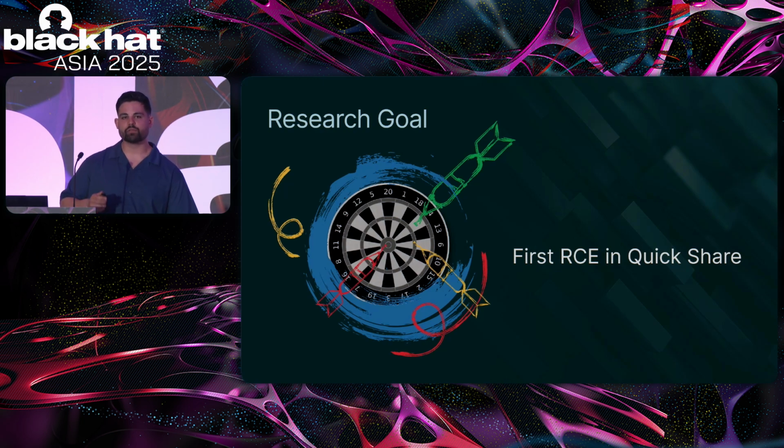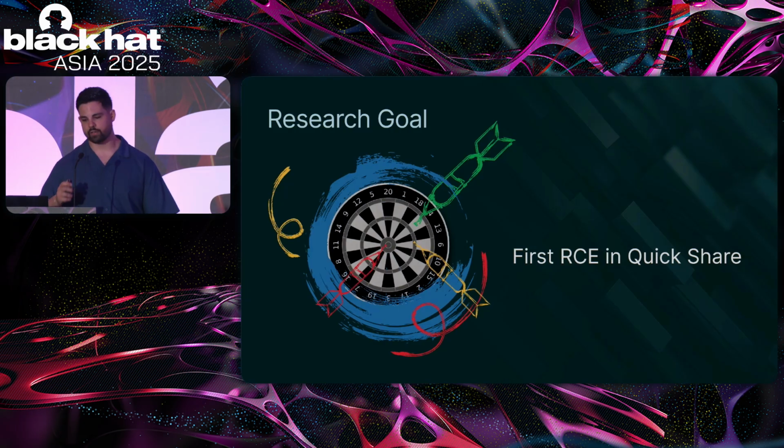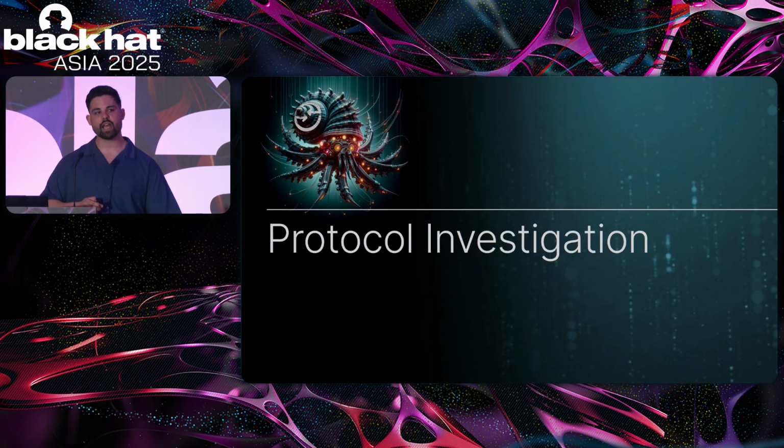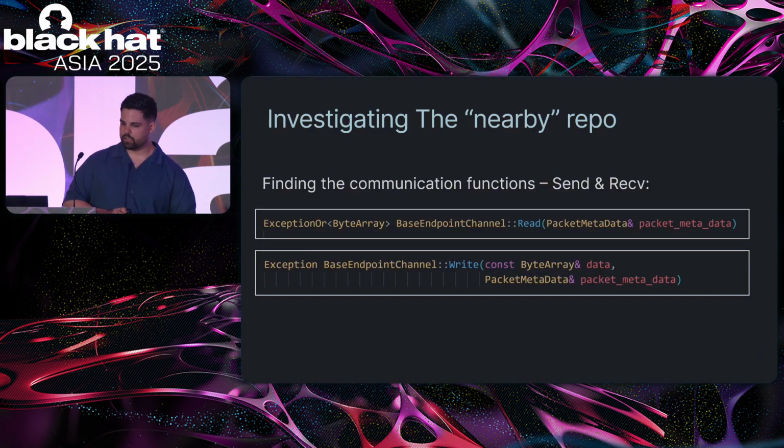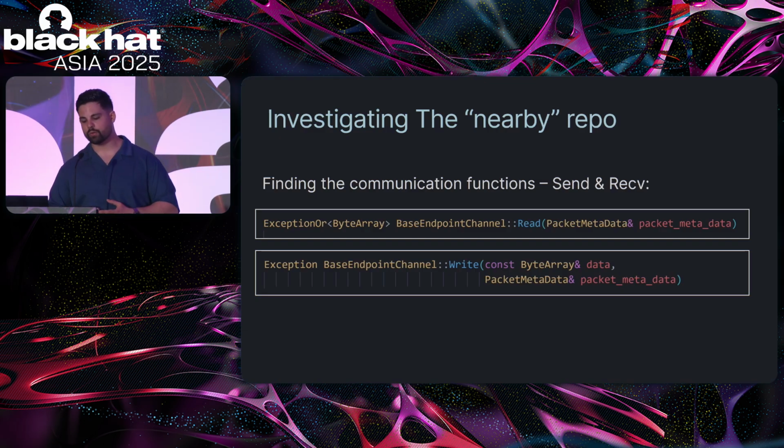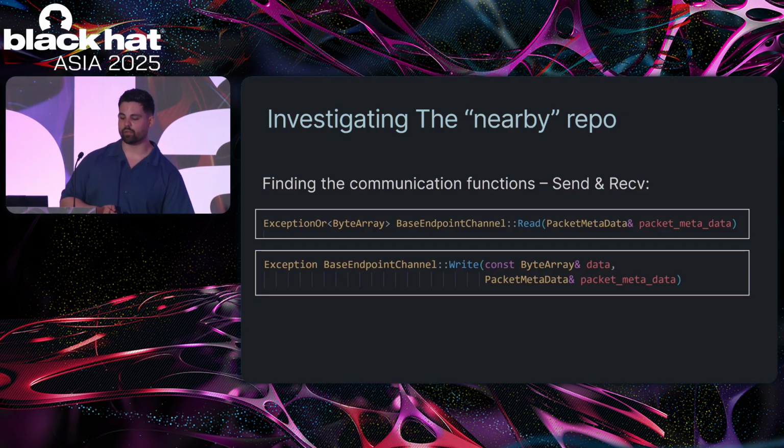Our main goal was to achieve the first ever remote code execution on QuickShare. So to do that, we needed to start investigating the protocol and understand how it works. The first thing we did was to find the basic two functions that allow sending and receiving packets in QuickShare. These two functions, the read and write functions, are part of the class-based endpoint channel.